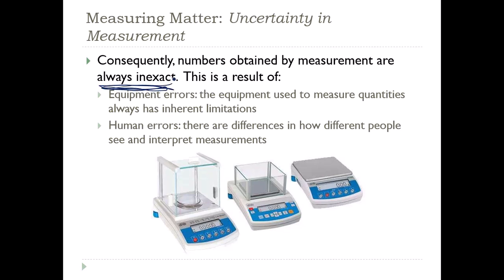Measurements are always inexact. And so this is a result of equipment errors, as well as human errors. So we and our instruments used to measure are imperfect, and our instruments have inherent limitations. And so we could use mass balances that have more certainty, so it provides more digits, but still there's some uncertainty associated with the value.